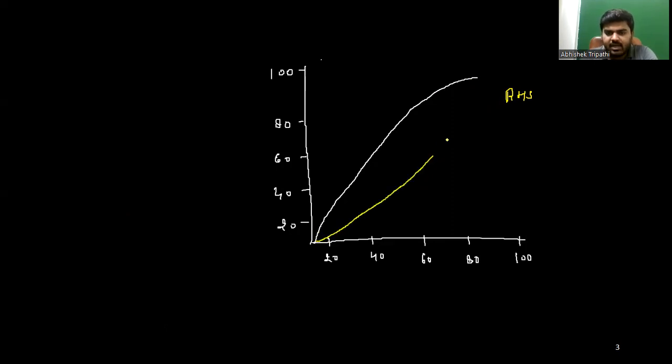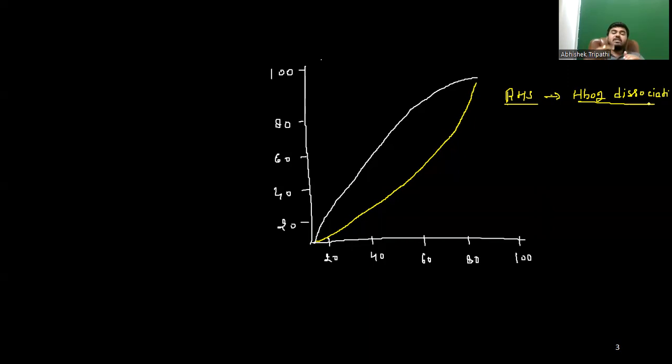Shifted toward the right side, in the sense RHS, the right hand shift curve. So guys, this right hand shift curve, what does it indicate? It indicates oxyhemoglobin HbO2 dissociation. So the right hand shift curve indicates HbO2 dissociation.